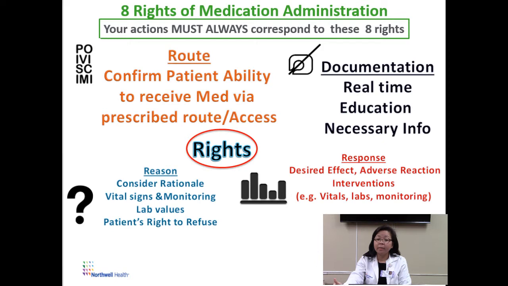Is it the IV maybe, IM, oral? Next would be the right reason, making sure that you're giving the medication and checking the rationale behind it. Checking the vital signs before giving that Cardizem, the cardiac medication, a beta blocker. Checking any lab values before administering. And a patient does have the right to refuse also.